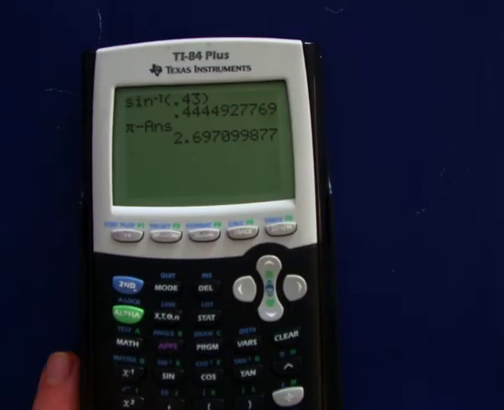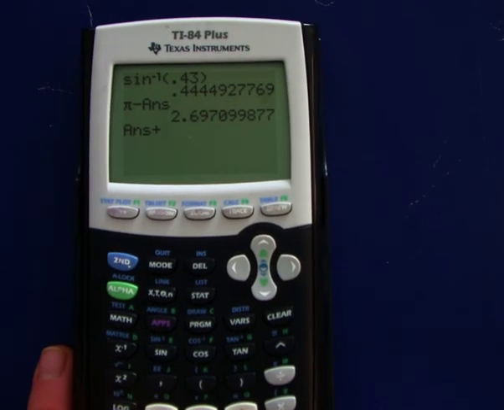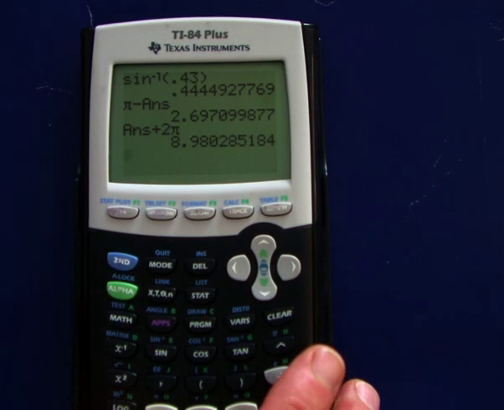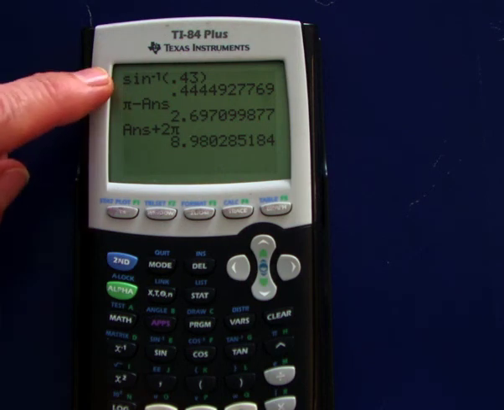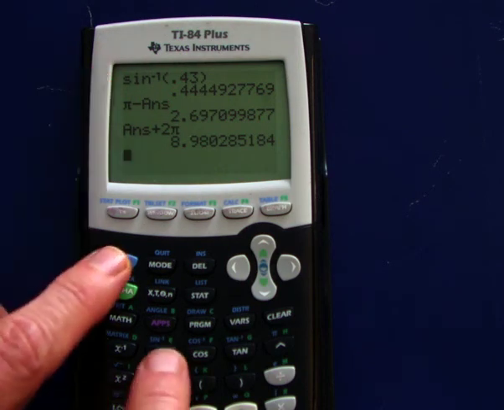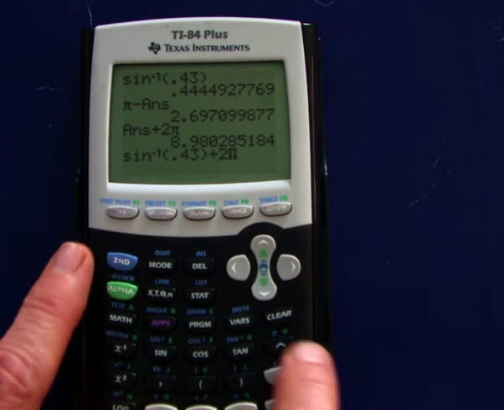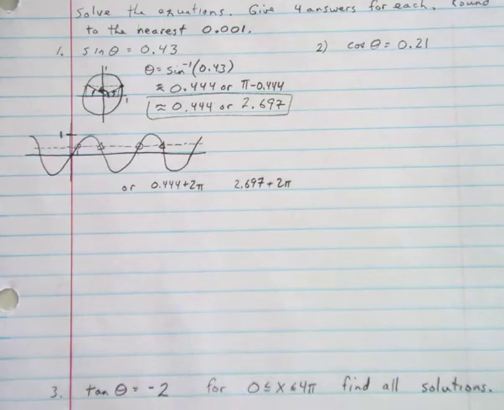So what we can do here is just hit the button plus, and it'll automatically put answer there, and then type in 2 pi. And we get 8.97. Now, in order to get the other one, we're going to need to bring back this inverse sine of 0.43. So I can say inverse sine of 0.43, and I want to add 2 pi to it. So I record those as my solutions.